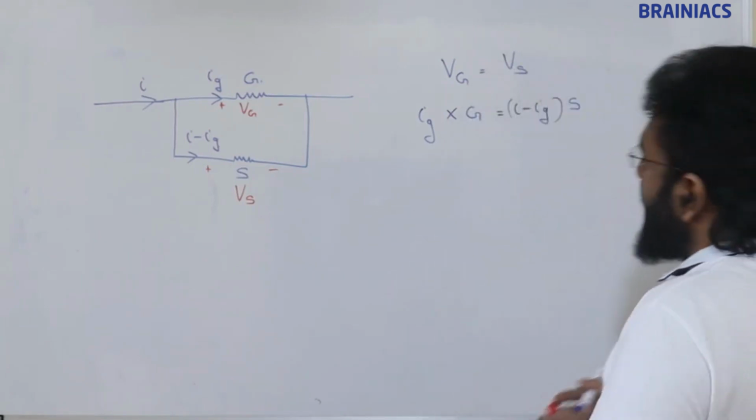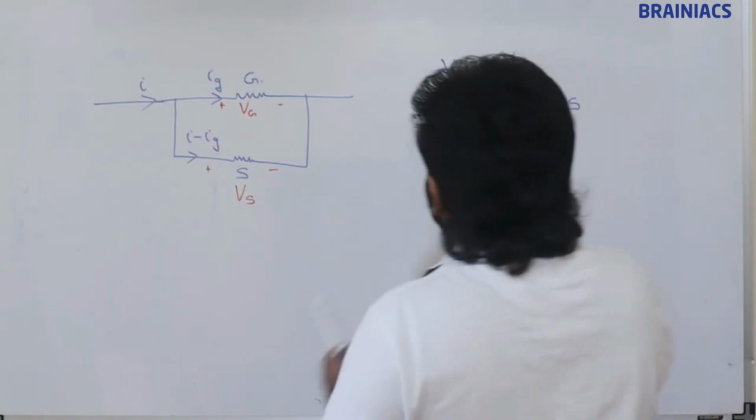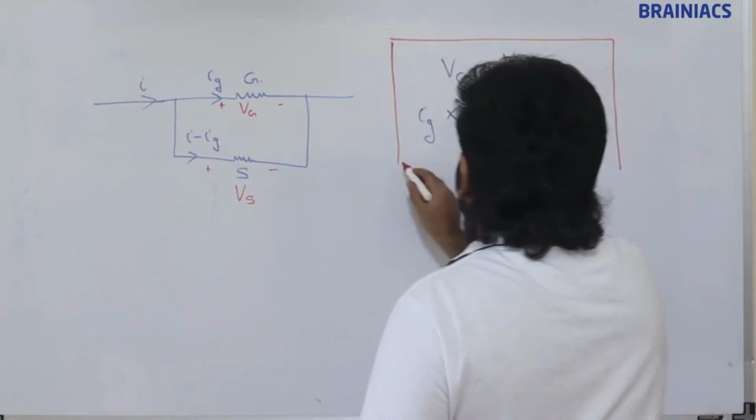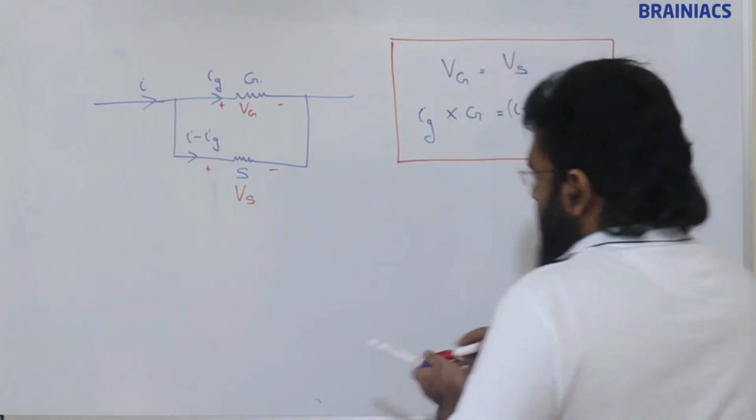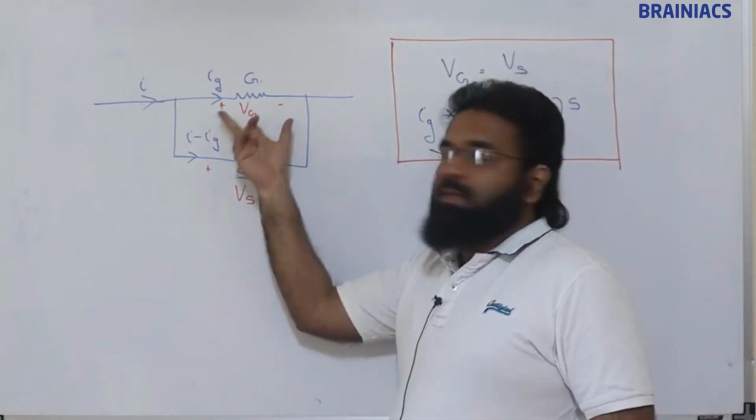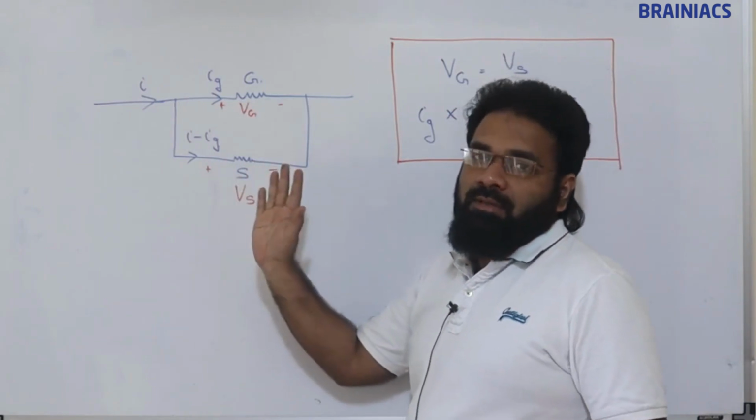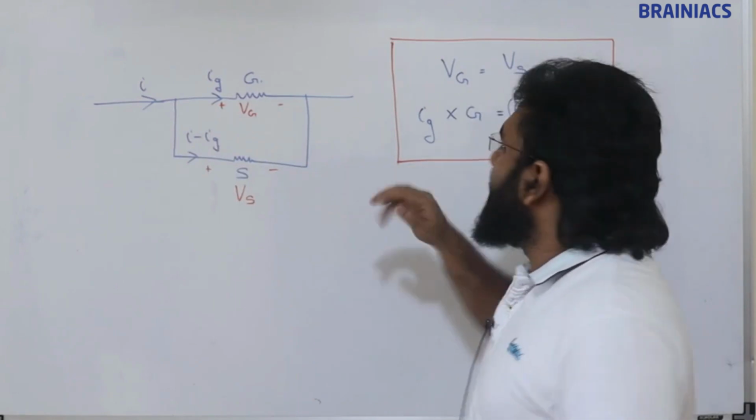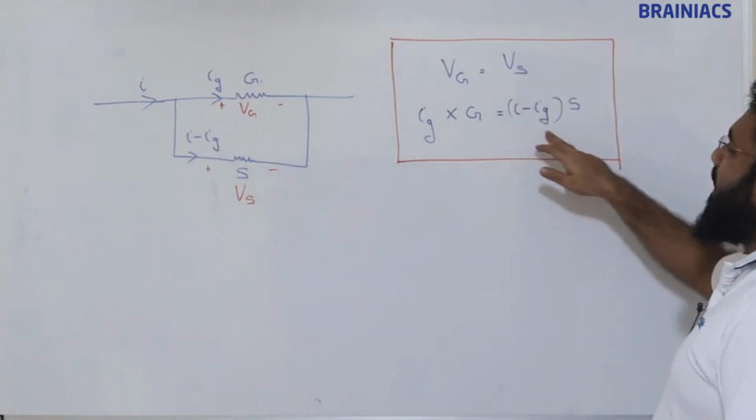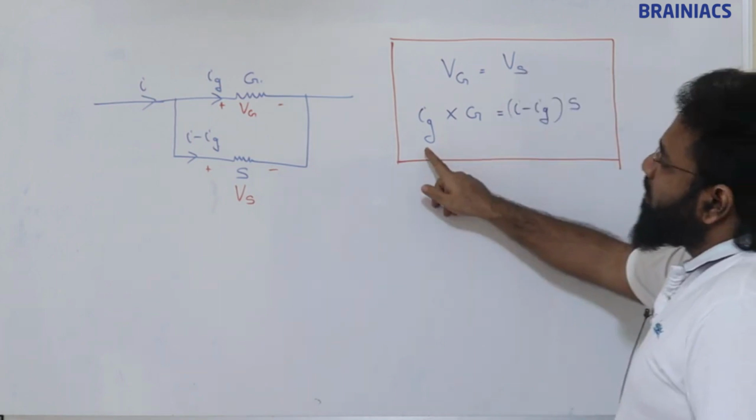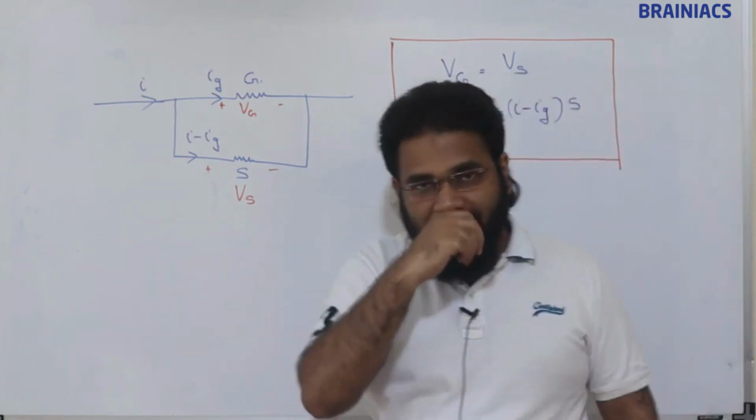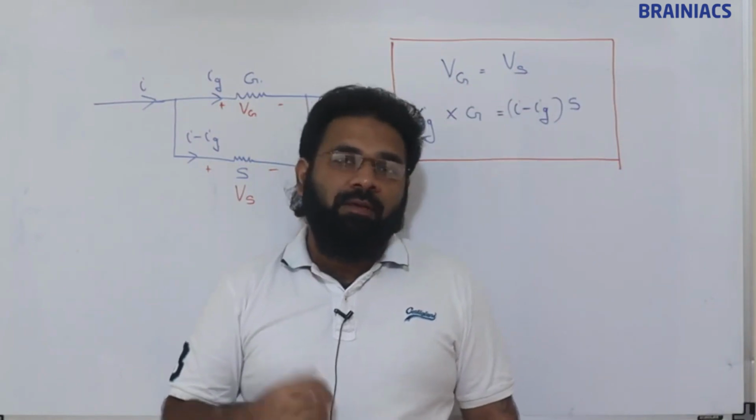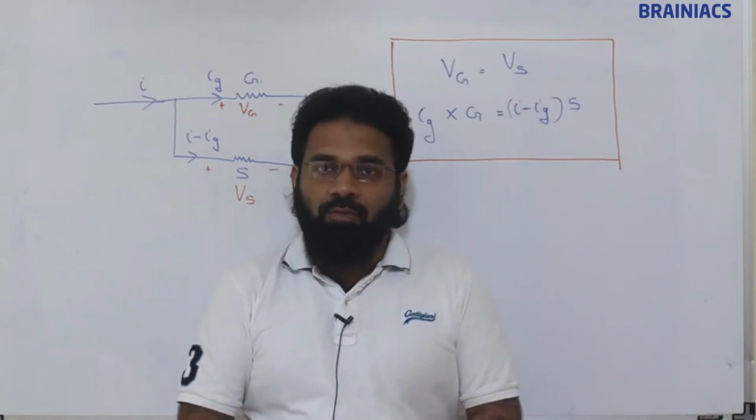Just remember this. The remaining things can be done. No need to memorize any formula. Just remember that this voltage is equal to this voltage, nothing else. This current will be Ig, this current will be I minus Ig. So Ig times G is (I minus Ig) times S. This Ig can be considered as the maximum current which can be passed through the galvanometer.